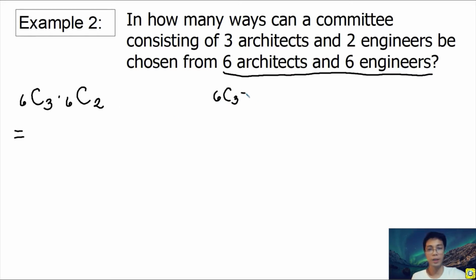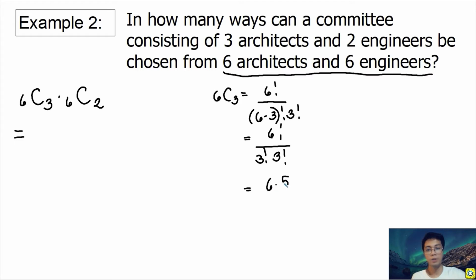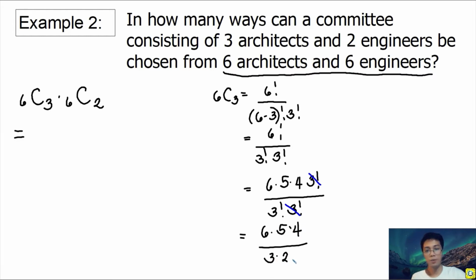So, 6 choose 3 is equal to 6 factorial over quantity 6 minus 3 factorial, 3 factorial. That will be 6 factorial over 3 factorial, 3 factorial. Okay? So, 6 times 5 times 4 times 3 factorial over 3 factorial, 3 factorial. Pwede na nating i-cancel si 3 factorial. Si 3 factorial dito, di ba, alam natin na that's equal to 3 times 2. So, 6 times 5 times 4 over 3 times 2 times 1.